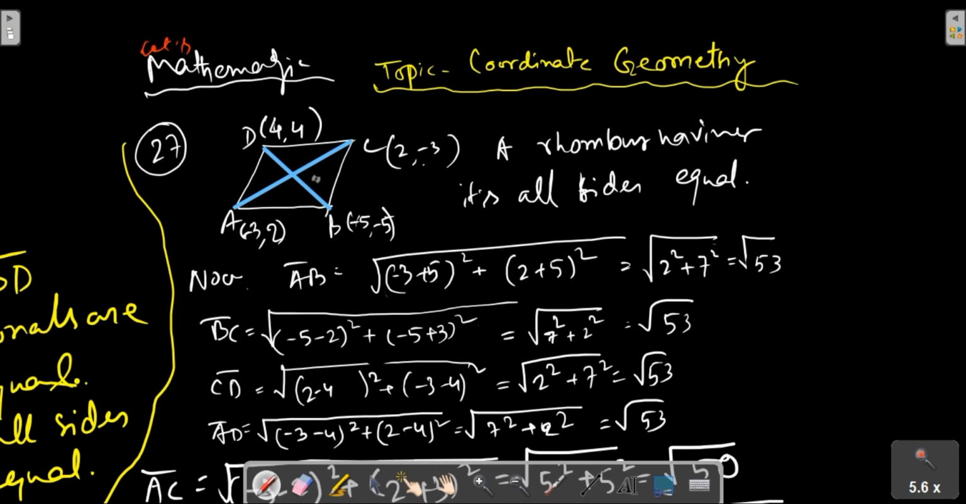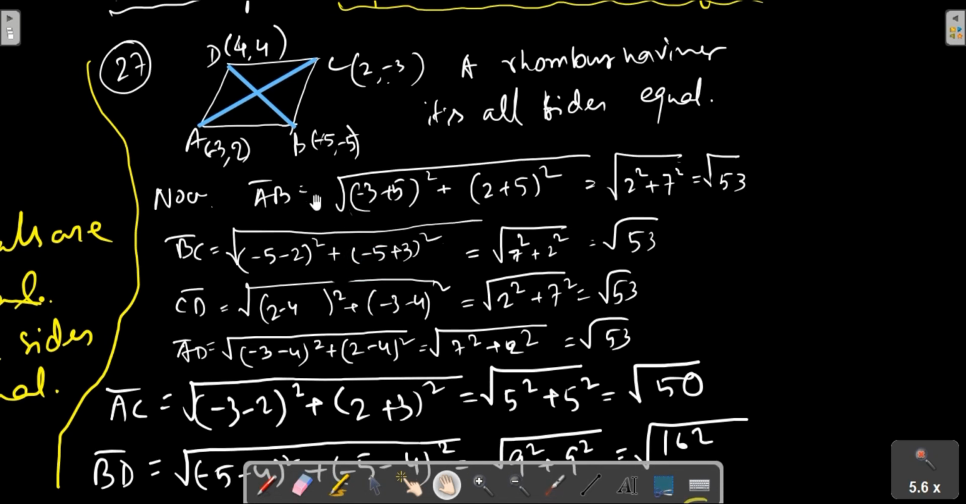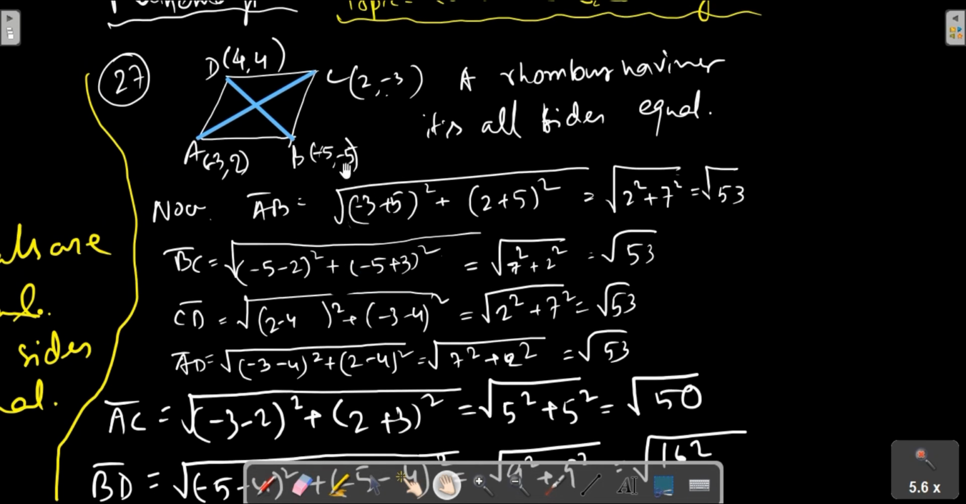If we find the lengths of the diagonals, then for a square the lengths will be equal, but for a rhombus one will be smaller and one will be bigger. So now we will find all these 6 lengths: AB, BC, CD, DA, AC and BD, that is, all 4 sides and both diagonals. Using the distance formula, root over x1 minus x2 whole square plus y1 minus y2 whole square, I'm just showing you one, for A and B.